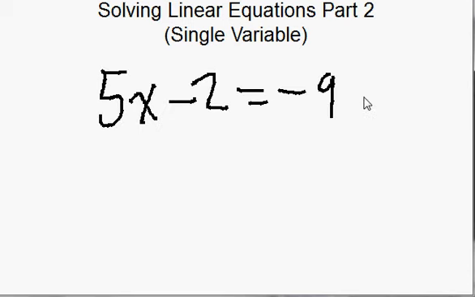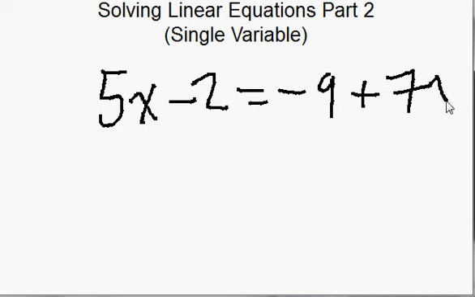Okay, we have our continuation of solving linear equations with a single variable, and it's just because I ran out of time with the last lesson. So, continuing on, remember we're trying to be able to solve for a single unknown variable when we have an equation that looks something like 5x minus 2 equals negative 9 plus 7x.